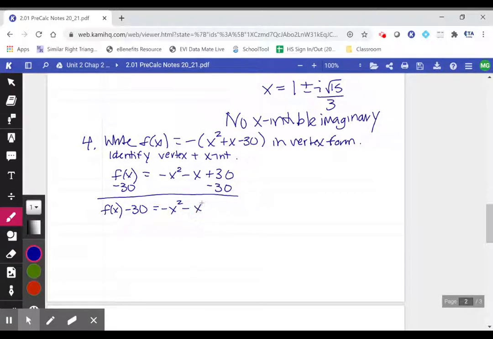minus x. Now I can only complete the square if there's a positive 1 in front of x squared. Since there's not, I don't take out a GCF, I take out whatever number's in front of the x squared. So that number happens to be a negative 1, so I factor out a negative 1, leaving me with x squared plus x. And I'm going to leave my blanks here. Over here, I still have f of x minus 30. Now I'm going to find my completing the square term off to the side, b over 2 quantity squared, which is 1/2 squared, which is 1/4.